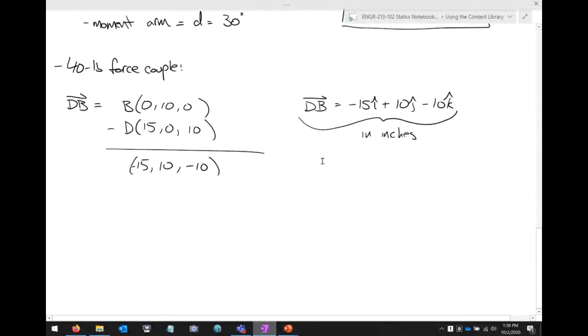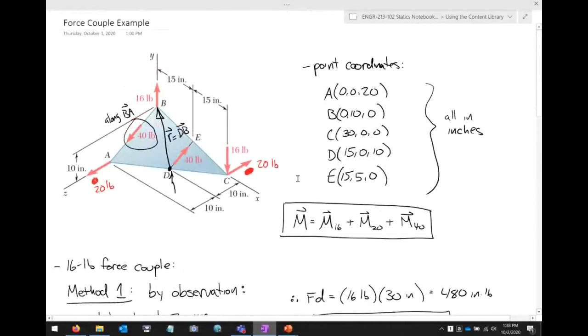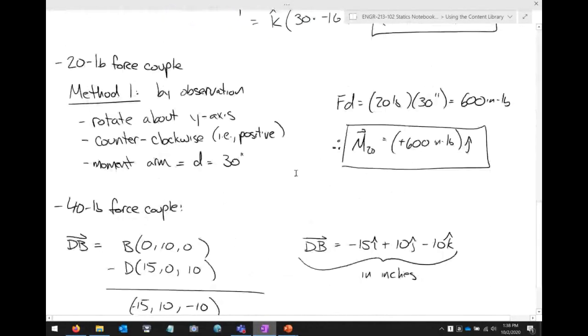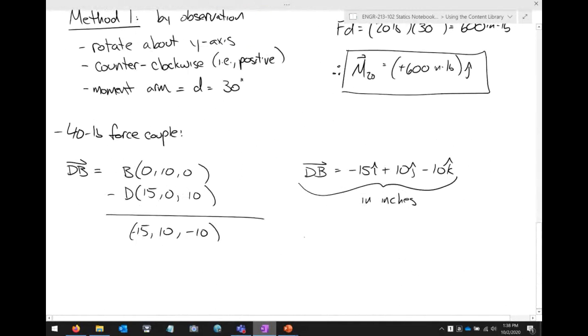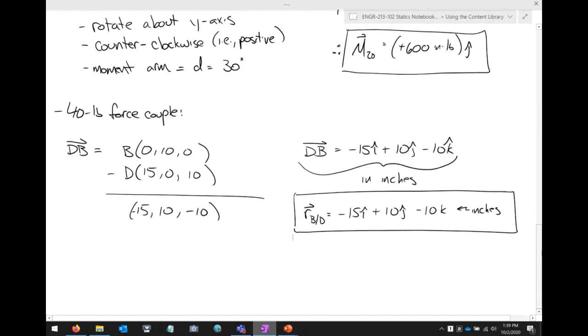If we scroll back up here, we can see that that was going to be my R vector. So R is that right there. If we want, we can write it in that notation the way we did the subtraction. You don't have to, but you can. So minus 15i plus 10j minus 10k. Now that's the R vector.